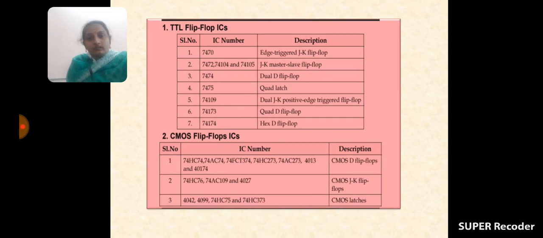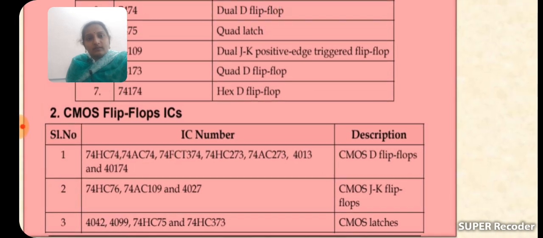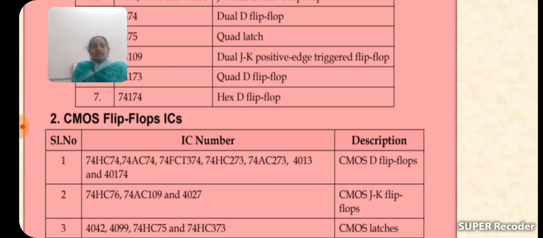While coming to the CMOS flip-flops, here 74HC74 is there, 74C74 is there, 74FCT374 is there, 74HC273 is there, 74AC273 is there, and also 4013 and 40174 produce CMOS D flip-flops.